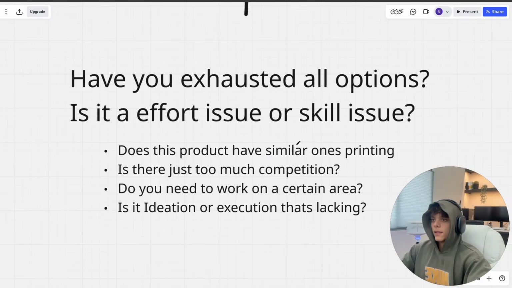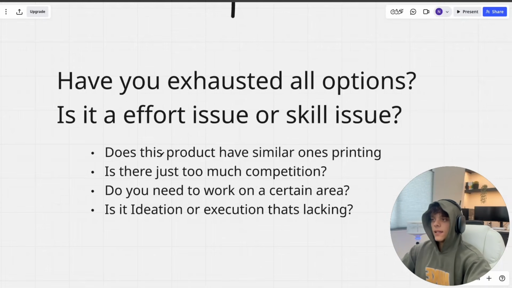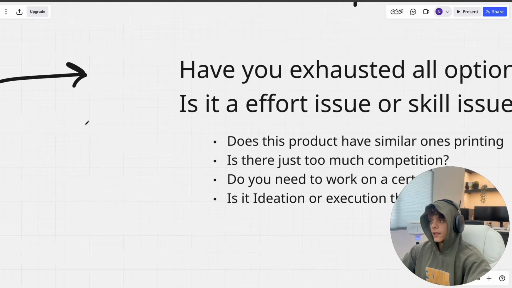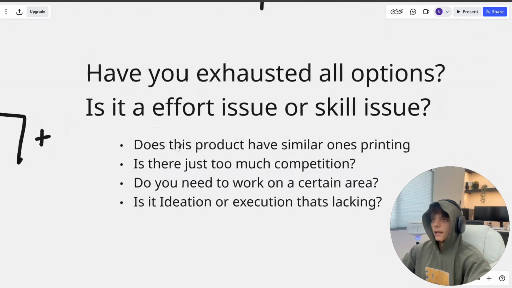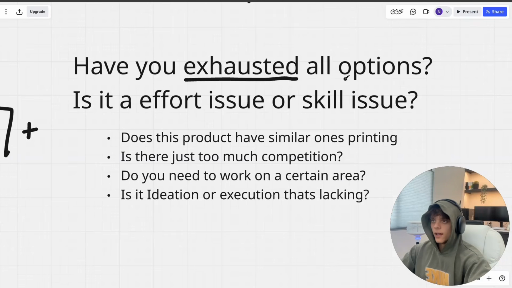And then another thing, after you've done all that and you've asked yourself those questions, and let's say this is for a really like a 7+ out of 10 opportunity. Have you exhausted all your options?